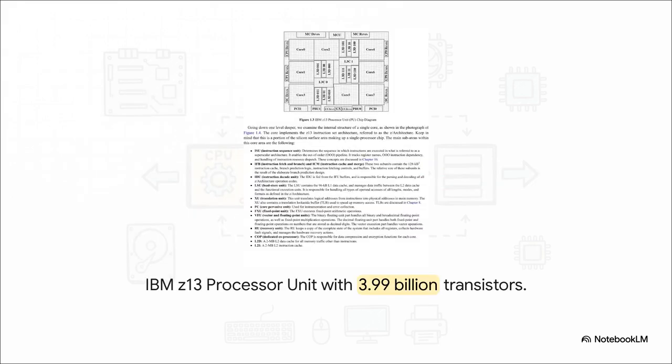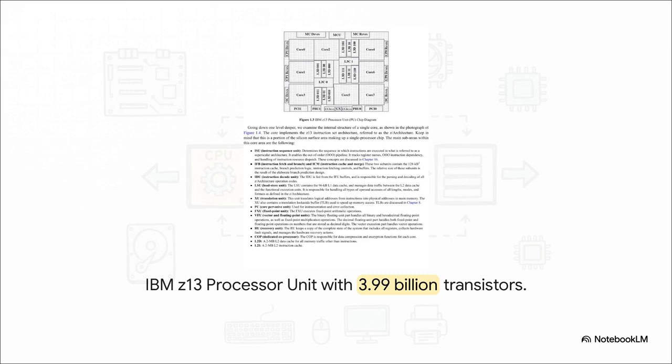To really wrap your head around the sheer scale we're talking about today, check out this staggering real-world example. We're looking at the structural layout for the IBM Z13 mainframe processor chip. This single piece of silicon contains 3.99 billion transistors.